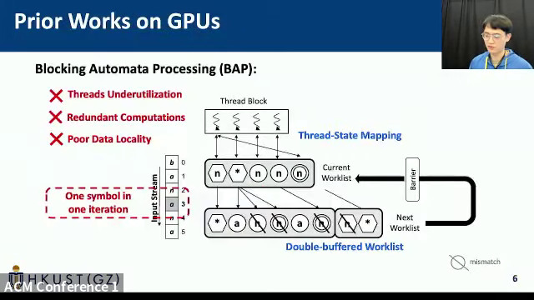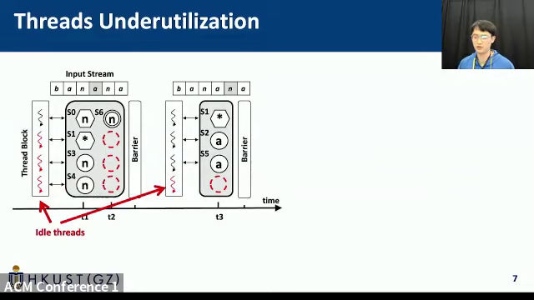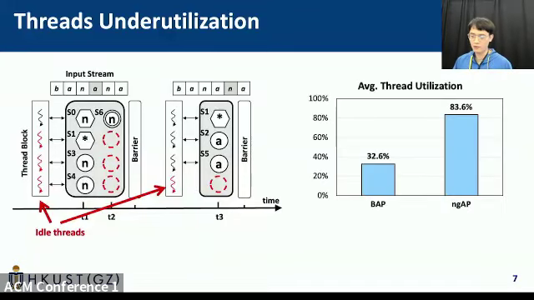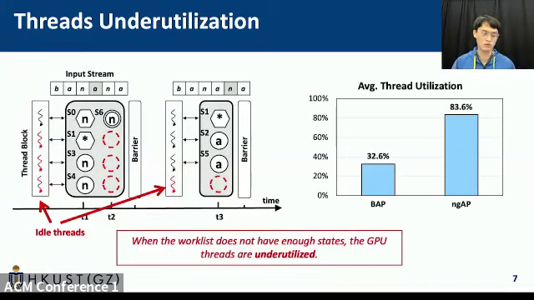And these limitations can also lead to some other problems. So the first problem is thread underutilization. Although the states in the worklist run in parallel, the length of the worklist in one iteration depends on the number of matched states, which may not be enough to utilize all the threads. We observe that the average thread utilization for 20 applications is only 32% in blocking automata processing, and some applications are less than 3%. It means that the GPU resources are still underutilized.